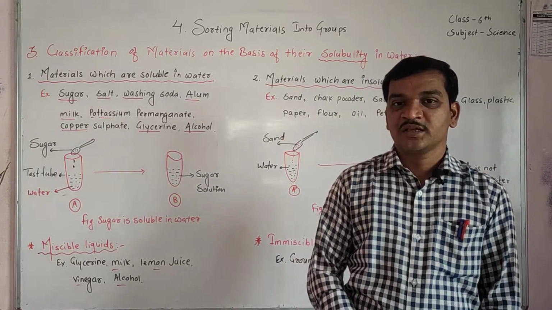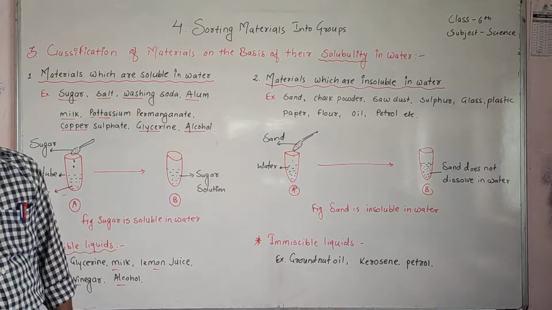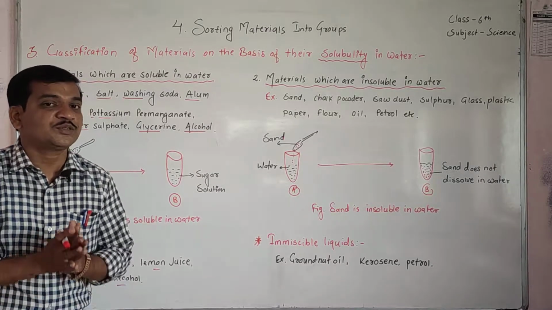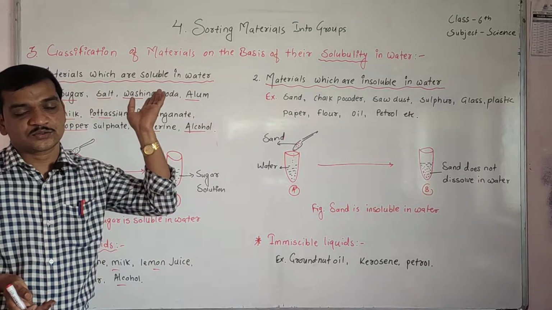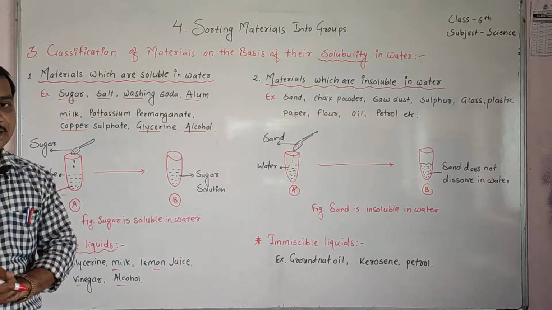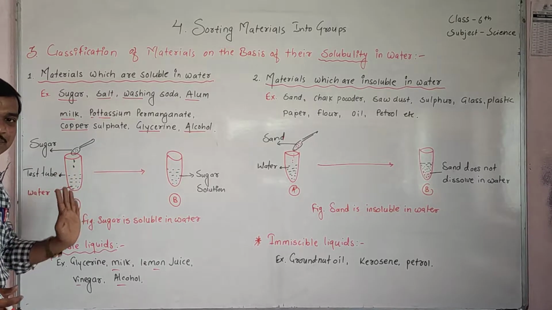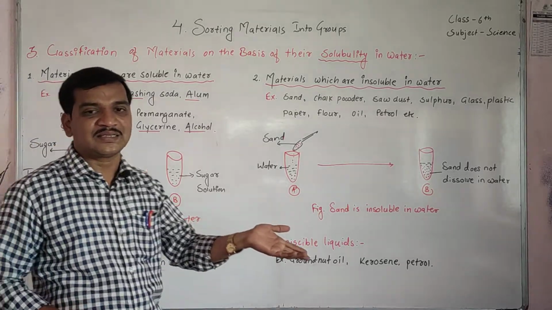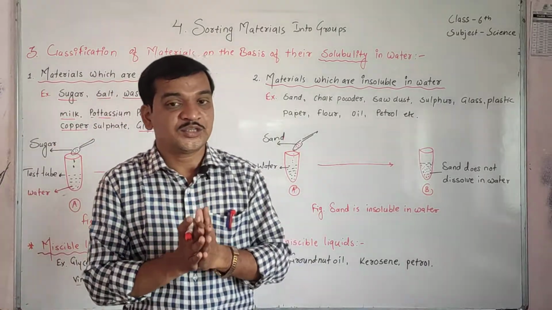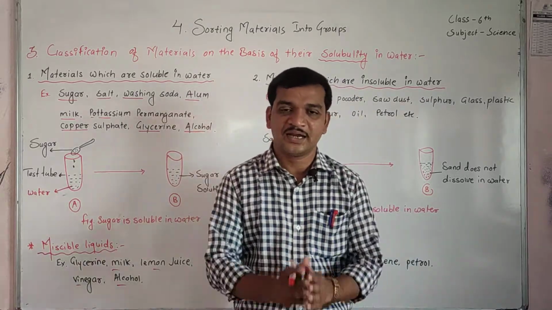So this is about today's part. See what we have learned: classification of materials on the basis of their solubility in water, soluble materials, insoluble materials, miscible liquids, immiscible liquids, soluble gases in liquid and insoluble gases in liquid. Understood students? So today we will stop here. The remaining part will continue in our next video.